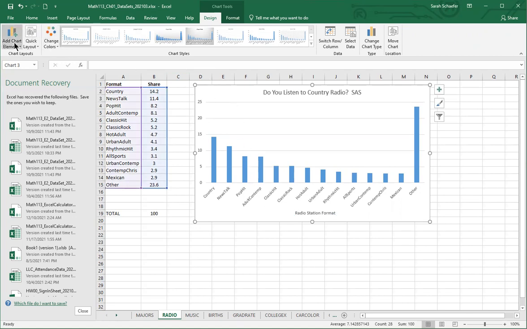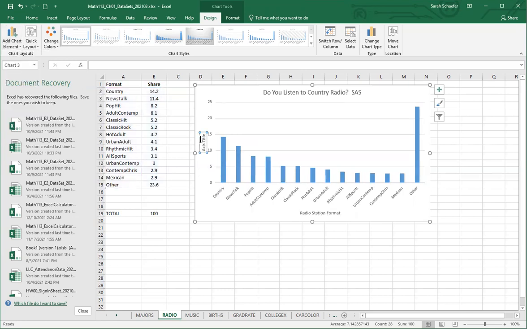So I'll go back to the add a chart element, back to axis titles, down to vertical. And then this is the share, which is measured in percent. Okay, and it's important to note that that's a percent there, as opposed to just being a number of people, right? So it's not that I have 14 people, it's 14% of the people we surveyed listen to that type of music.